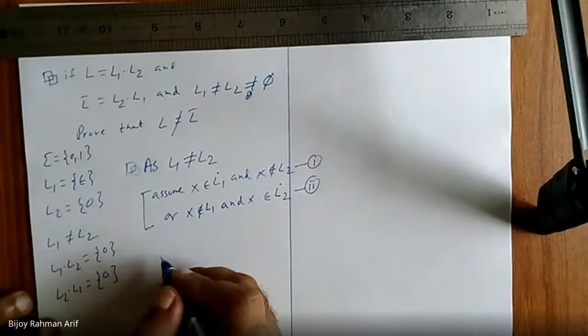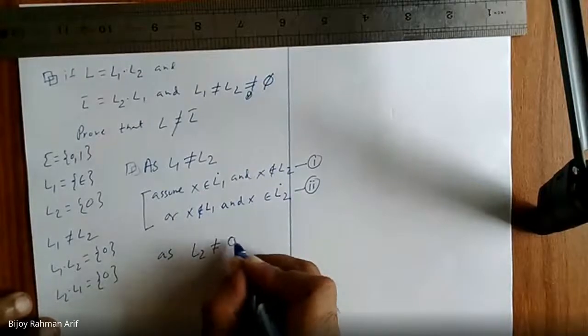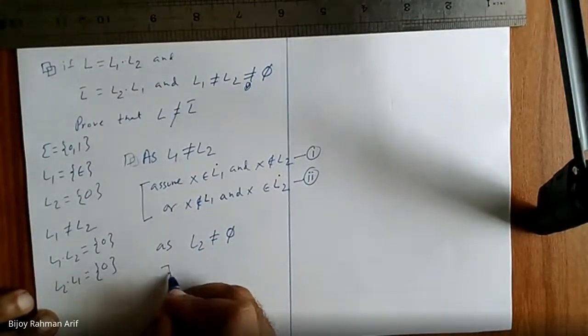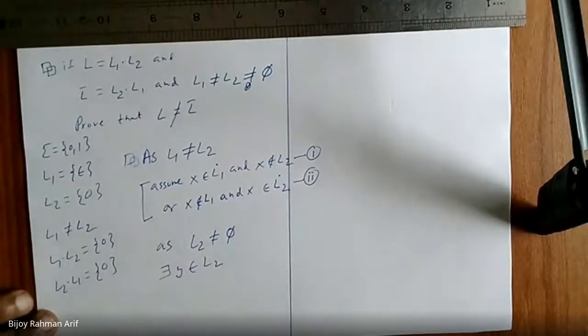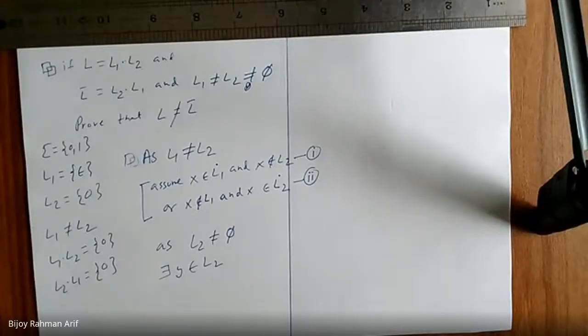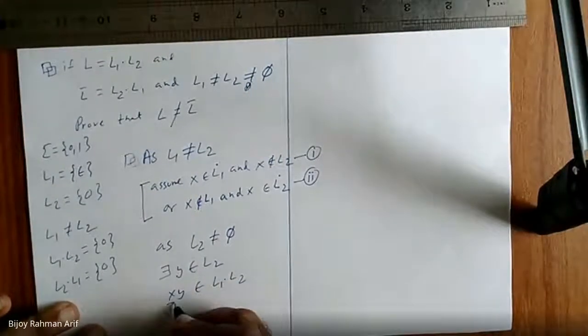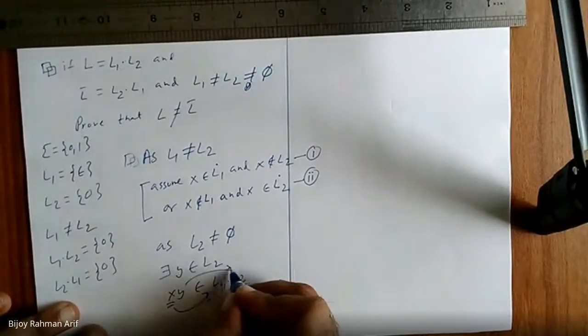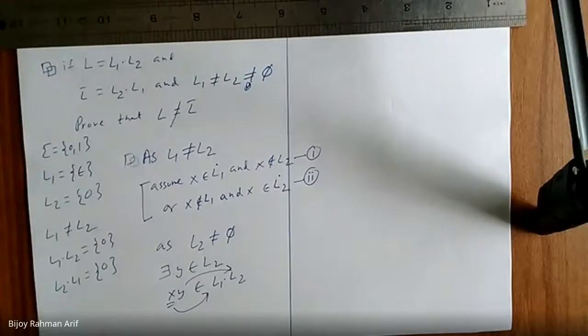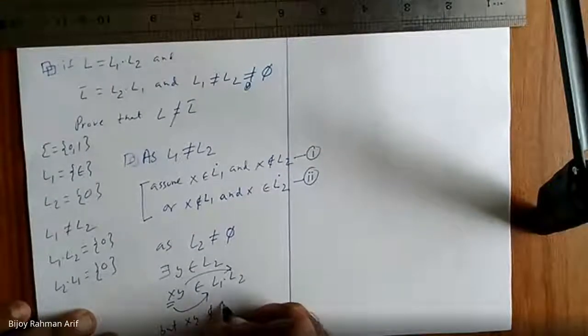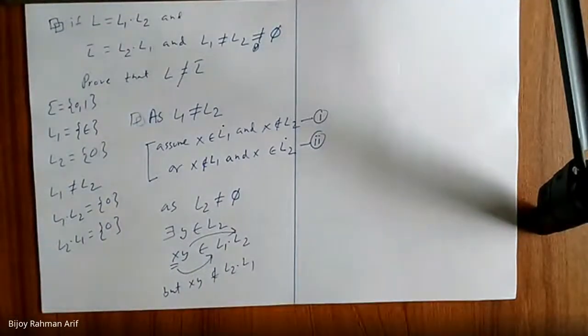So as L2 not equal to epsilon, there is some Y belongs to L2. Am I right or not? Yes, sir. Then XY must belong to L1 concatenated with L2, because X is an element of L1 and Y is an element of L2. Am I right or not? But XY must not belong to L2 concatenated with L1. Do you agree with me or not?